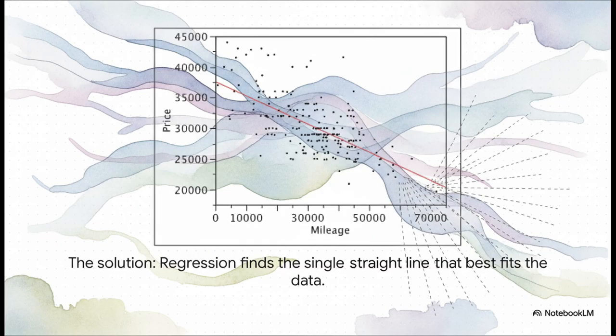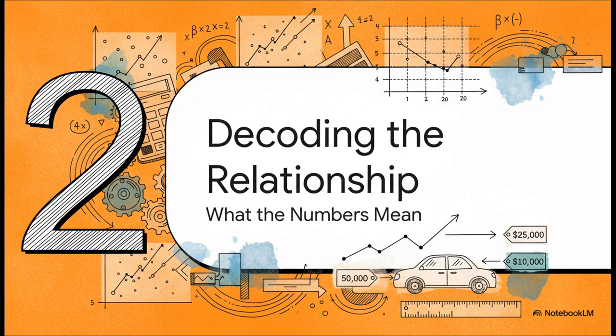The regression model calculates the one straight line that best fits this data. And it does that by minimizing the overall distance to every single point. So in a way, this line becomes our model of reality. Now, drawing the line is great, it looks cool, but the real power comes from the numbers that actually describe this line. These numbers are what let us decode the relationship between mileage and price with some pretty incredible precision.